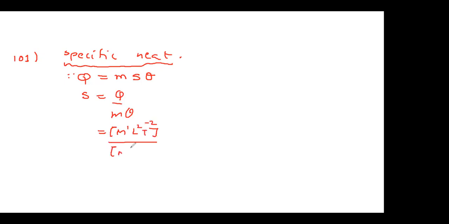Mass dimension is M1. Temperature is K1. So we get M0 L2 T minus 2 K minus 1 as the dimension of specific heat. M0 L2 T minus 2 K minus 1 is in option D. M is not present means M raised to 0. So option D. Any doubt?